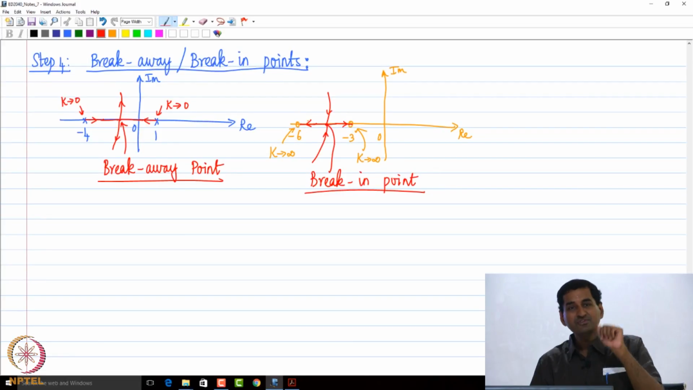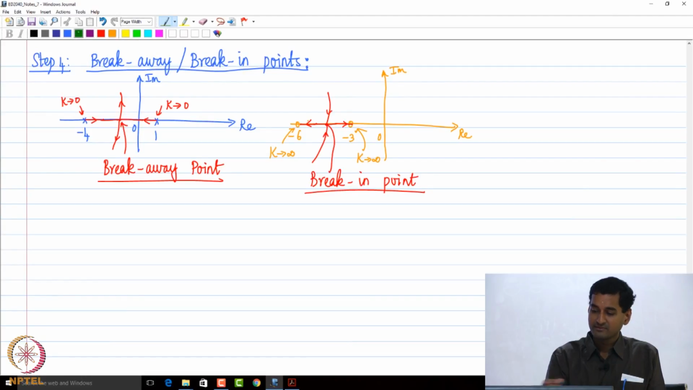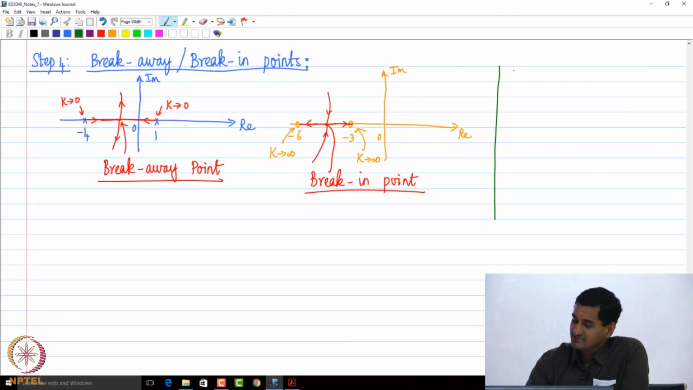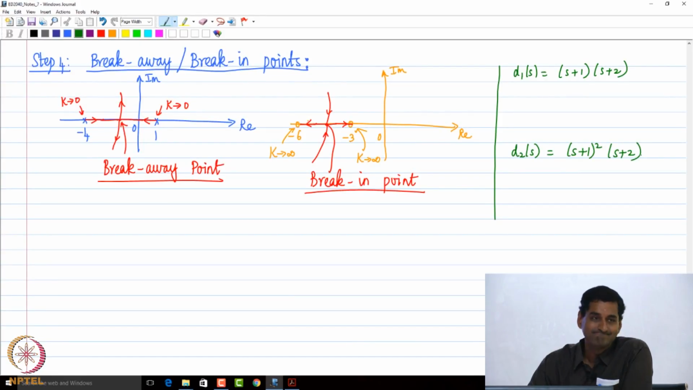Now I asked you a question, I think 2 classes ago. I left you with a question. If you have a polynomial which has a repeating pole, what characteristics can you extract from it? Let's go as an aside. So let's say I have a polynomial d1 which is (s+1)(s+2). I have another polynomial d2 which is (s+1) whole square times (s+2). So in the second polynomial, -1 is a repeating root with multiplicity of 2. Now what attribute can you extract out of this? Of course, a root of a polynomial means when you substitute the value it should be 0. But what is unique about a repeating pole?